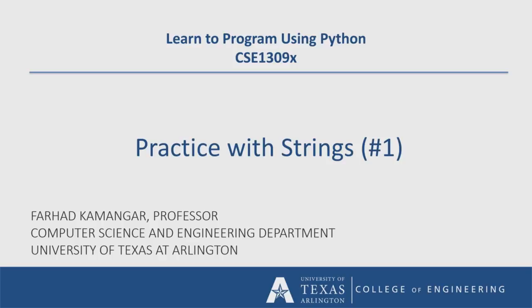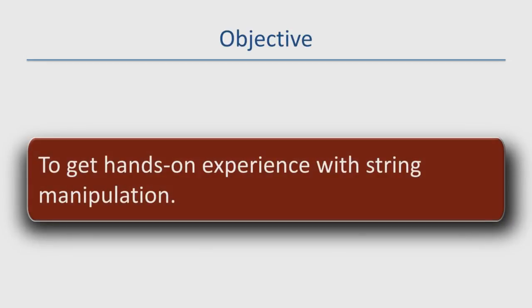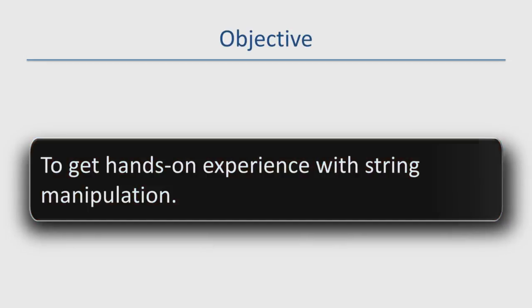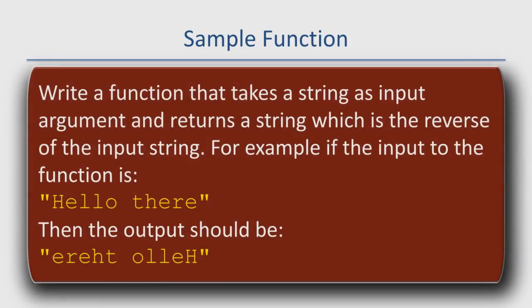In the previous lessons, you learned how to create a string and how to refer to individual characters in a string. The objective of this lesson is to get hands-on experience with string manipulation. Let's assume that we would like to write a function that takes a string as input argument and returns a string which is the reverse of the input string.